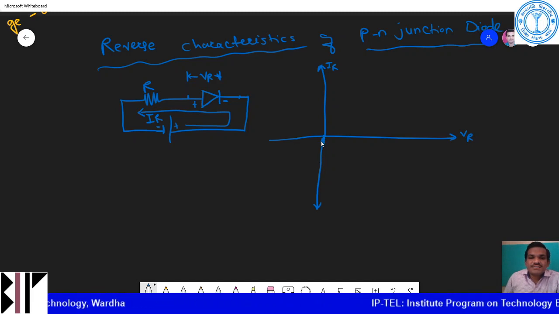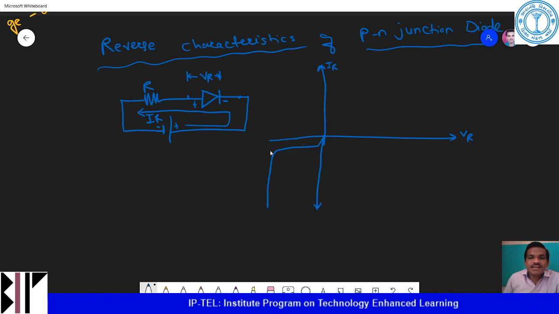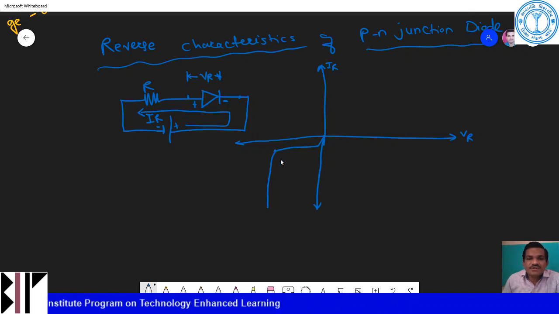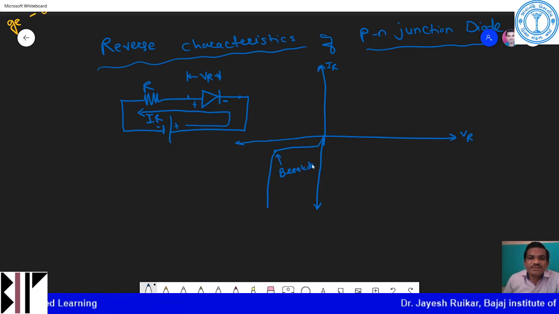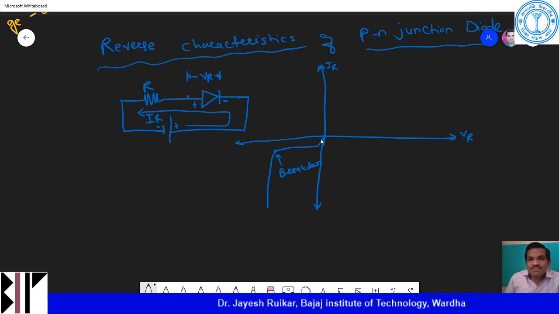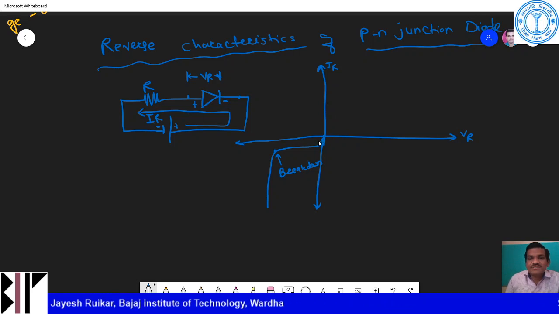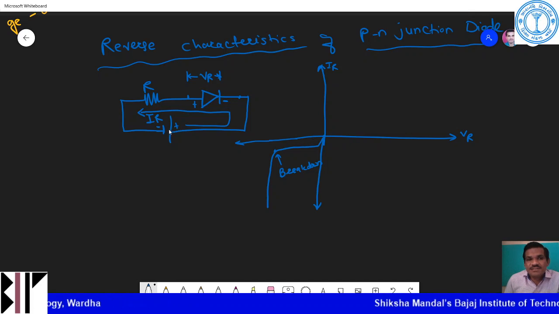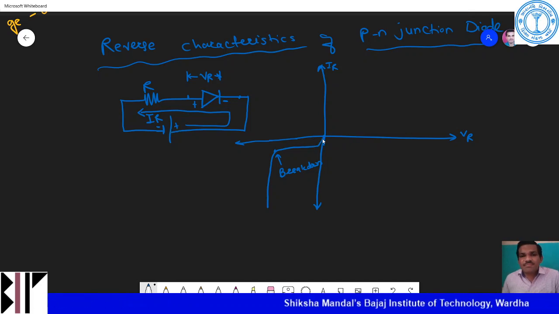This curve goes like this at some steady point, and then it will go exponential. So this is what you can say is the breakdown of the diode. Okay, reverse voltage. When we apply reverse voltage to this particular diode, reverse polarity is applied as long as there is, you can say, that breakdown voltage.